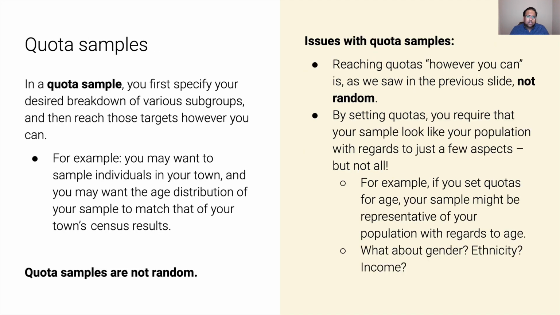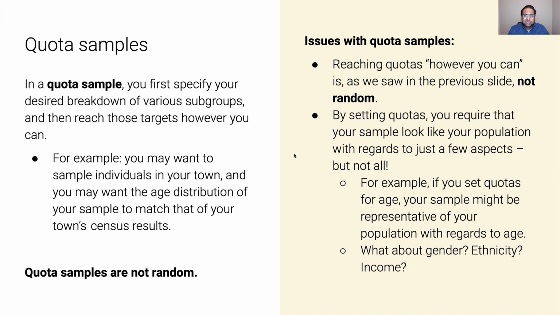Another type of suboptimal sampling technique is a quota sample. Now, in a quota sample, you first specify your desired breakdown of various subgroups and then reach those percentage targets however you can. So, for example, you may want to administer some survey to Berkeley undergraduates, and you might say, okay, I want 30% of my sample to be sophomores, and I want 30% of them to be juniors, and so on and so forth. And once you establish those targets in a quota sample, you just go out and find 30% sophomores and 30% juniors however you can. And in that way, it's almost like a convenience sample.